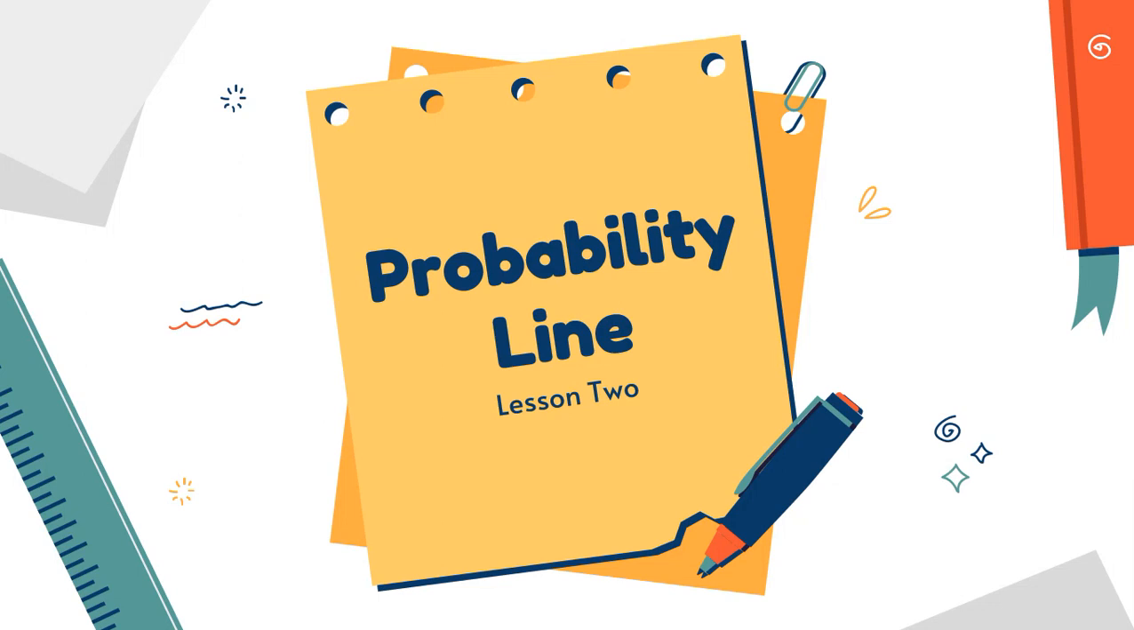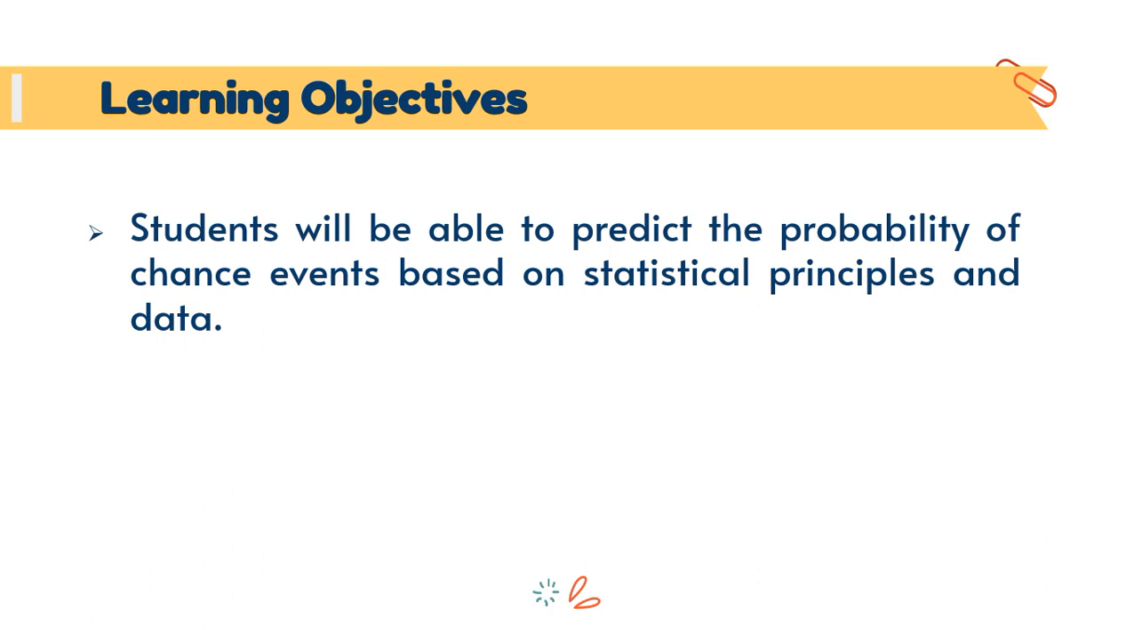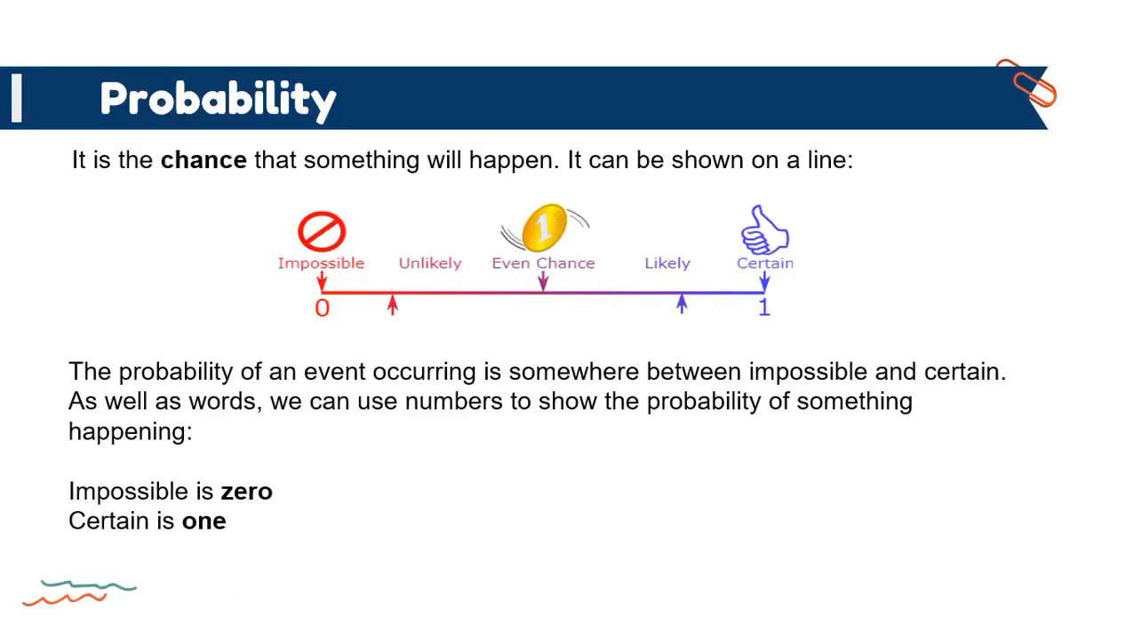Good day, everyone. So, for today, we will start to discuss the second lesson in statistics and probability, which is all about the probability line. And what is our objective for this lesson? Students will be able to predict the probability of chance events based on statistical principles and data. So all you have to do is to predict the probability of chance events.